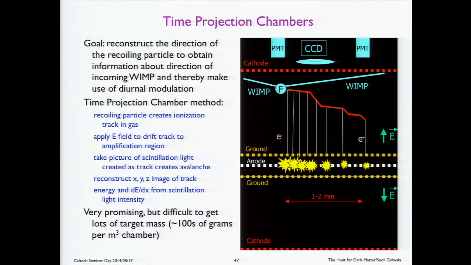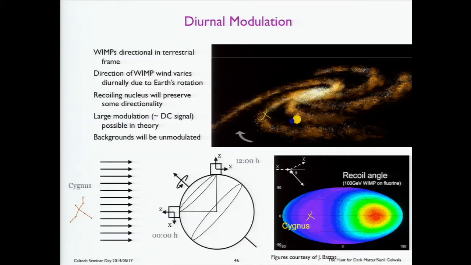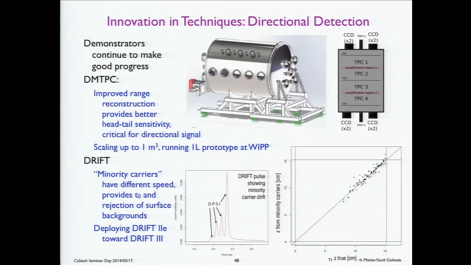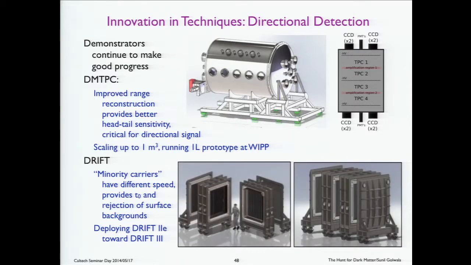The problem is that currently, because you have to use gas, you can only get about hundreds of grams of target material in a cubic meter chamber, whereas many of the experiments I've talked about can get 100 kilograms of mass in a chamber that large. So this is not a good technique for detecting dark matter the first time, but it will be a good technique for demonstrating that what we've seen is really dark matter, because it has this diurnal modulation effect. These two experiments are currently scaling up to cubic meter, couple-cubic-meter type experiments. These are some CAD drawings showing what they're expecting to do very soon.